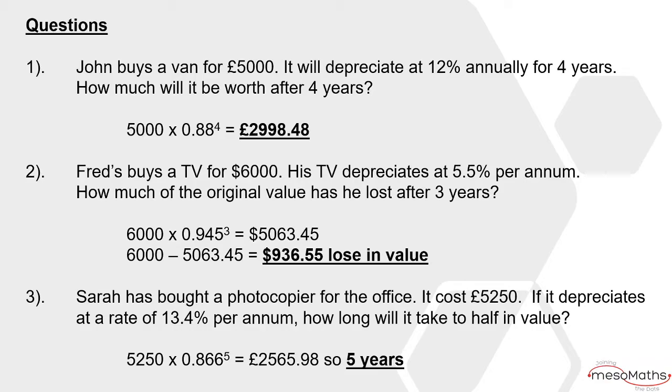And finally, question 3. Sarah has bought a photocopier for the office. It cost £5,250, so that's the original initial cost. If it depreciates at a rate of 13.4% per annum, how long will it take to halve in value? So this is similar to the third question with compound interest. You start by typing in your initial amount. Your multiplier is 0.866, and then you have to just keep on changing the power until you get a value that is less than half of the original amount. In this case, that particular value happens to be 5, so that means it takes 5 years to halve in value.